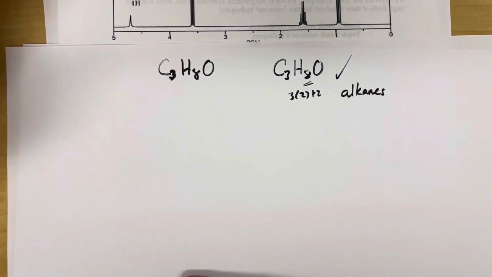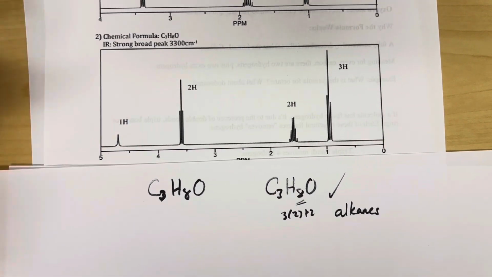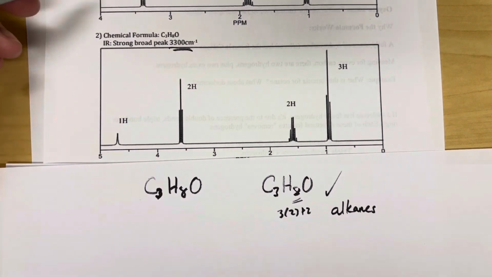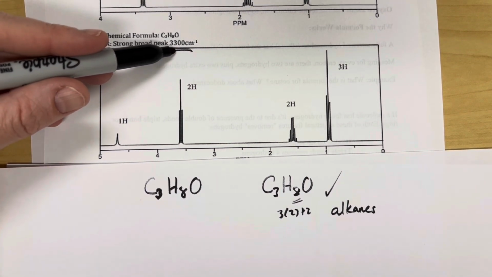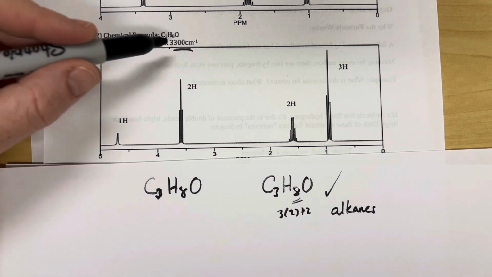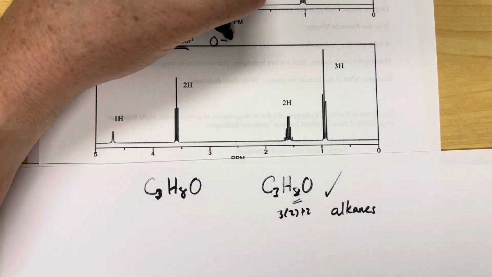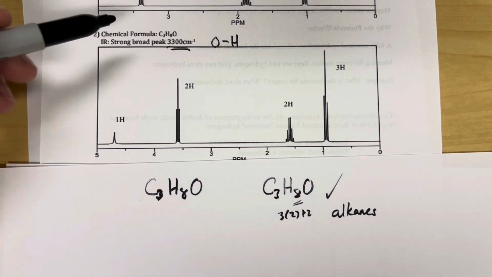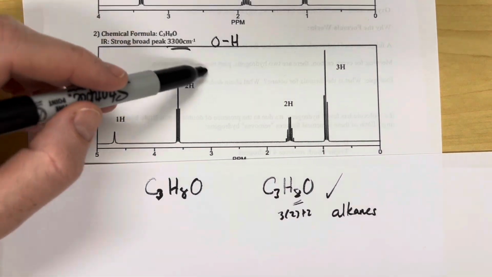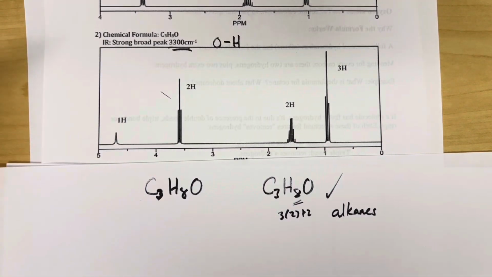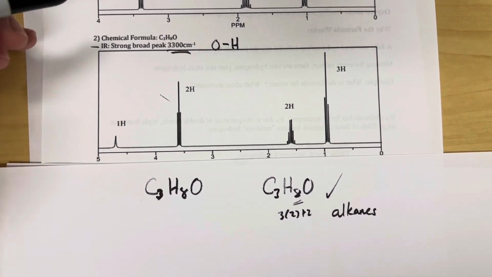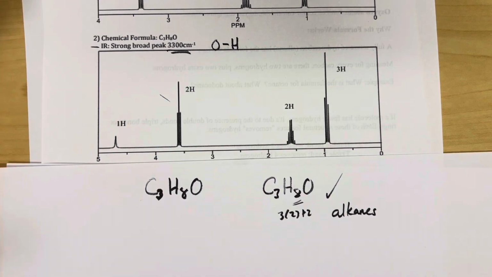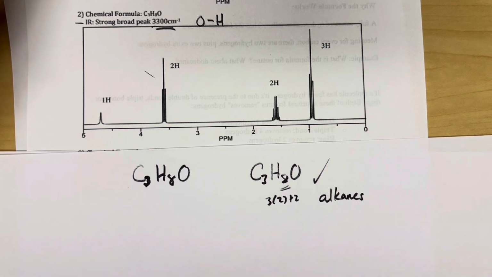So C3H8O. But before I get started, there's another piece of information that's important. It said there's a strong, broad peak around 3,300 for the IR. If you remember, the strong, broad peak around 3,300 in IR is an OH bond. In fact, if you ever run a sample in the lab and you've got water in it, you're going to get this beautiful thing because there's OH in water. So make sure you pay attention to that, because you might otherwise have thought it was a carbon double bond. So O to H is what that IR is telling you.